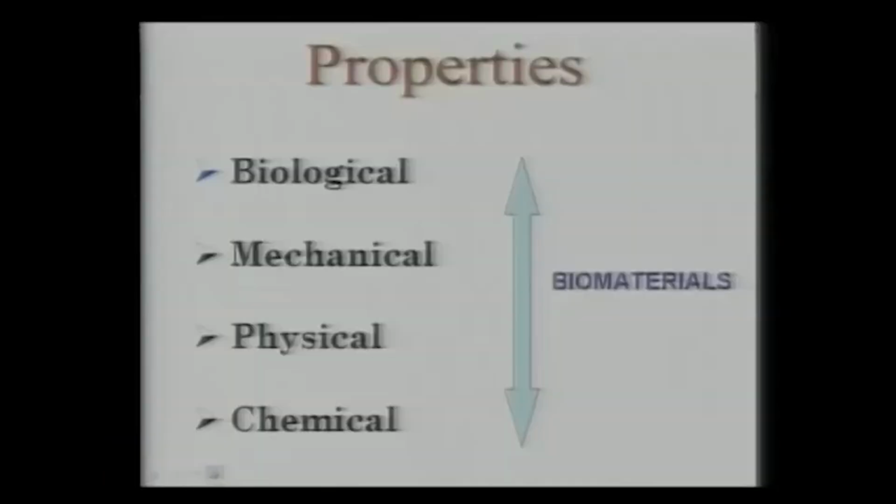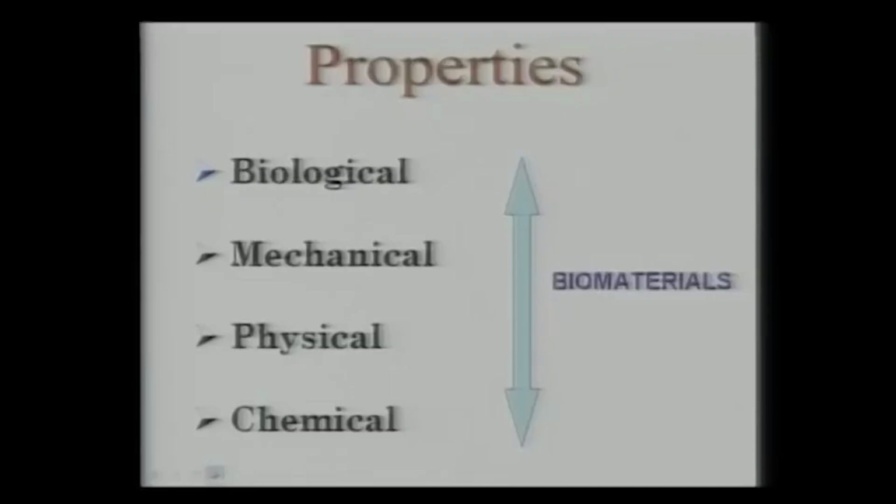Okay, now what are the properties that should be required for biomaterials? The first one is the biological properties, and these mostly mean whether the material is bioactive, bioinert, or biodegradable in the in vitro or in vivo environment. Then come mechanical properties, like what is the strength. But biological properties are the most important parameter as far as biomaterials applications are concerned.